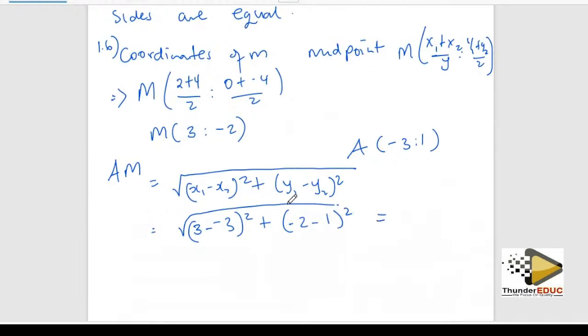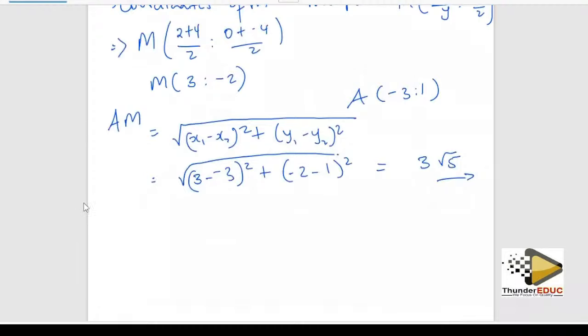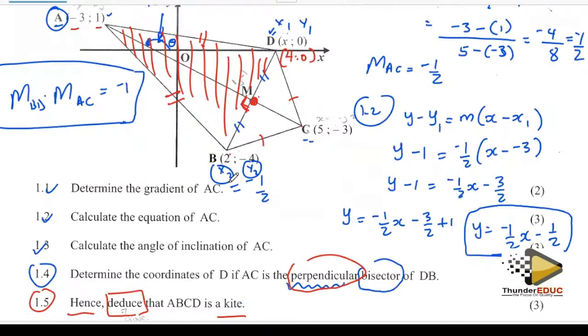And I substitute that into the calculator. I'm gonna have 6 squared plus 9, which is 3√5. Okay, that is our height, the distance AM. Then I also need to get the distance BD. Okay, so with BD, remember the coordinates of B are 2 and -4, and then D is 4 and 0.